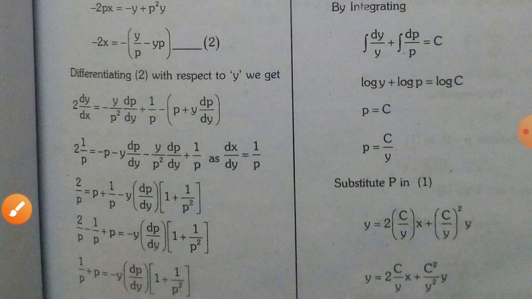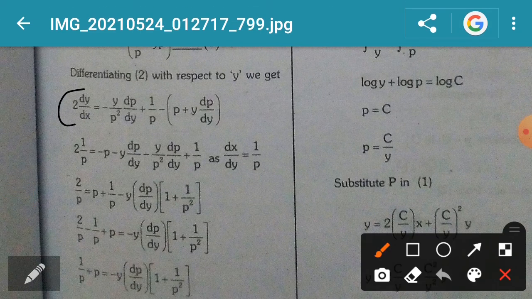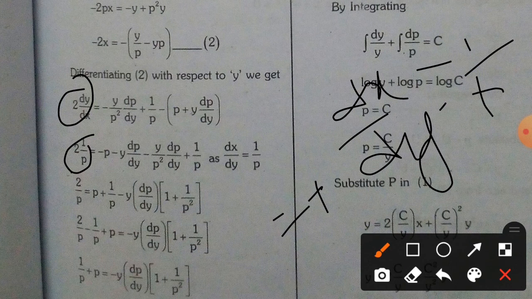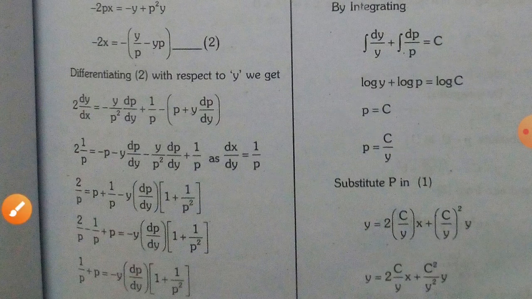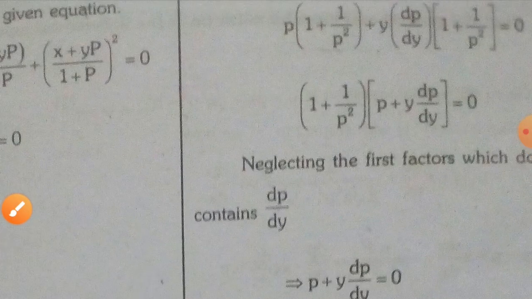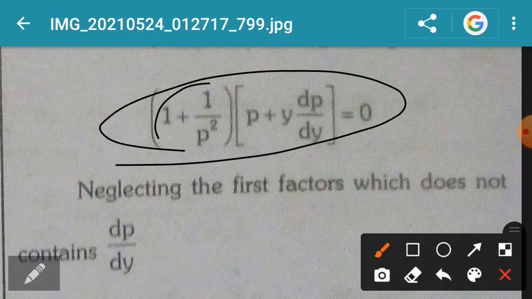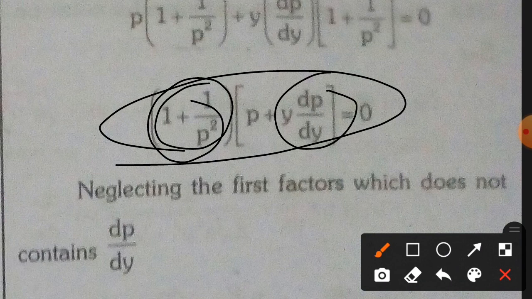Now simplify here. Here dy by dx is p, so dx by dy value is 1 by p. Substitute 1 by p here, then simplify. Here dp by dy is the common term. After that, in the simplification, every time we have to take only the dp by dy term. The other terms we neglect.